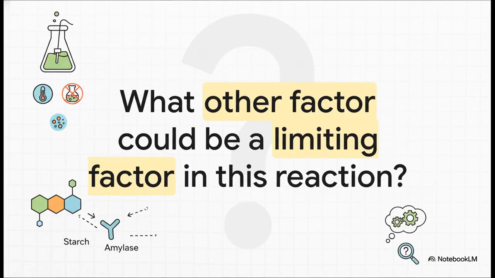And I'll leave you with a little challenge, a question to chew on. We know pH and temperature are huge factors, but what else could be slowing this reaction down? What would happen if you had the perfect pH, but you didn't have enough enzyme to start with? Thinking about questions like that is how you go from just knowing the steps to really, truly understanding the science.